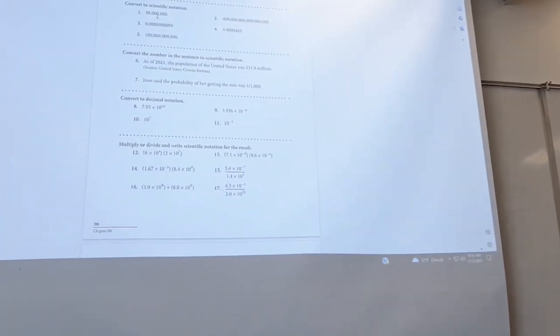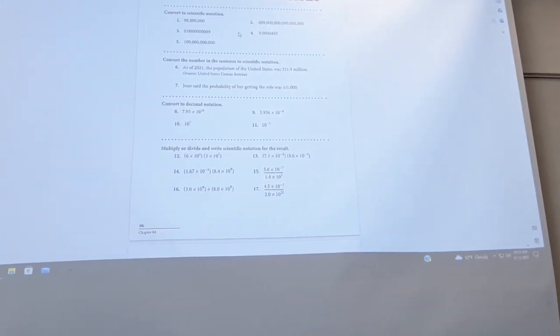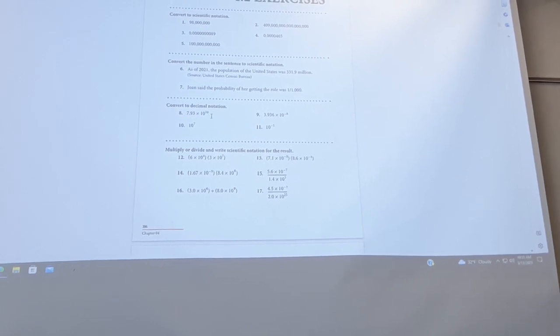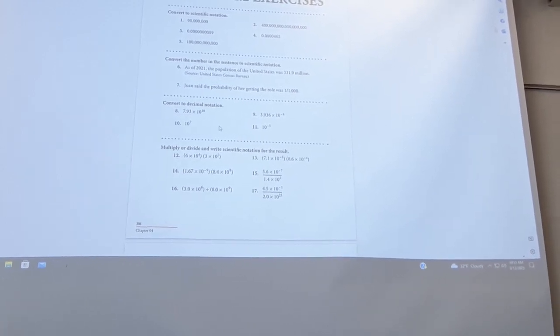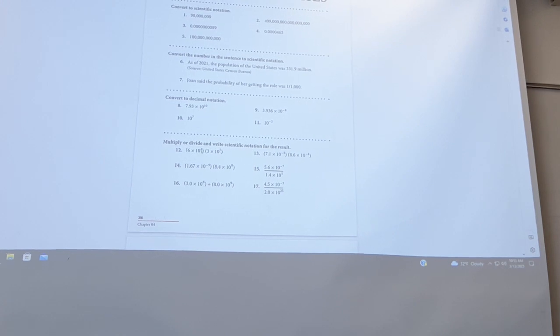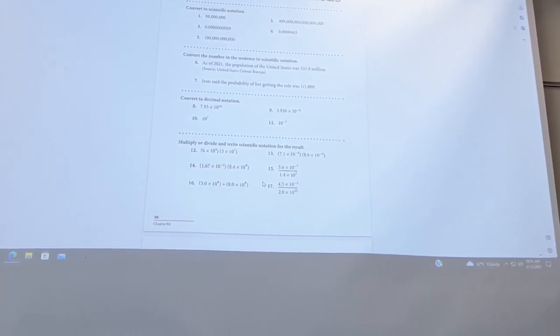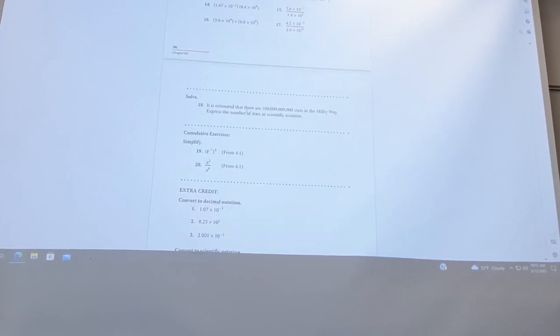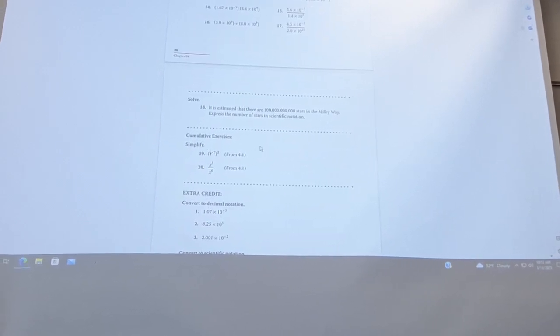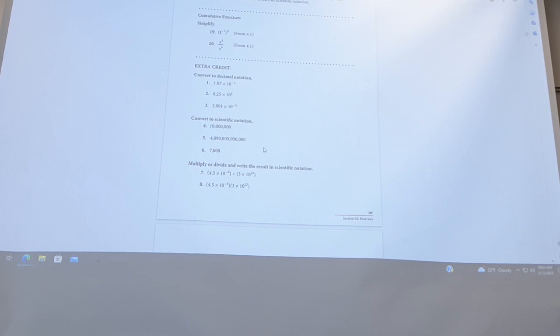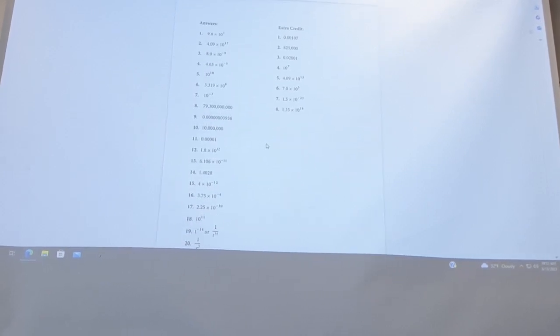They're going to have you convert some numbers to scientific notation. They're going to have you convert some scientific notation to decimal notation. And then they're going to have a few of these we just did where they divide and multiply. You might have to convert the final answer back into scientific notation when you're done. A couple of retro problems from the cumulative section. All this stuff is pretty easy. You guys can handle it, okay?